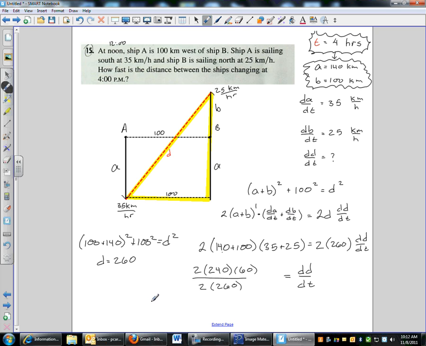87 point what? 807 point, give me 3 decimals. We always do 3 decimals. 692. What's my unit? Kilometers per hour, because D is a distance. We would measure distance in kilometers, and my unit of time is hours. Which really, you could leave it like that, huh?